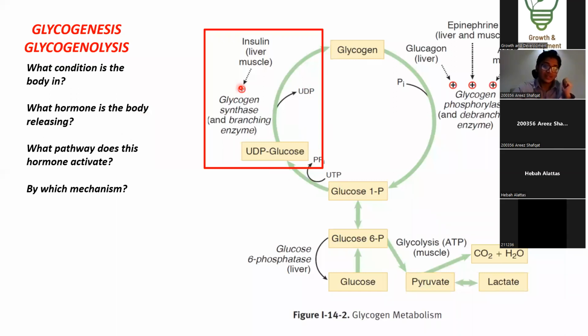How will it do this? Glycogen is produced by an enzyme called glycogen synthase. Insulin activates this enzyme by which mechanism? Dephosphorylation.